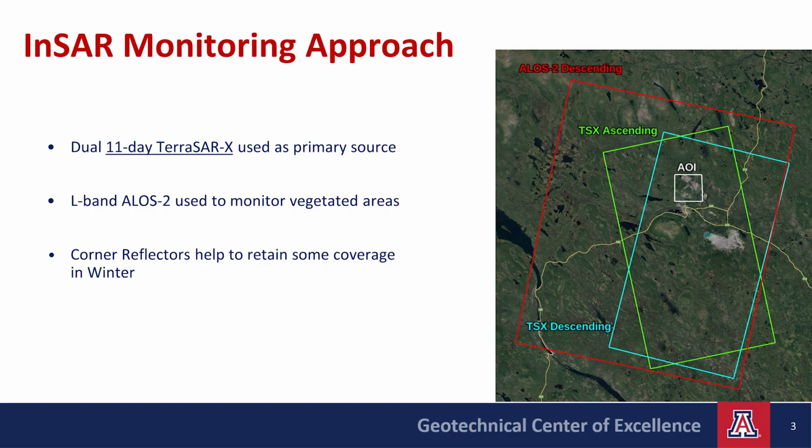But in addition to that, we also acquire data from ALOS-2 over the site, and this can be used as an independent check, but it really also helps to fill in the gaps that the vegetation creates for the X-band data. So ALOS-2 is L-band and much more resilient to the effects of vegetation. And because it's a seasonal site, we also use corner reflectors, which will retain high quality coverage for just the corner reflector points throughout the winter.